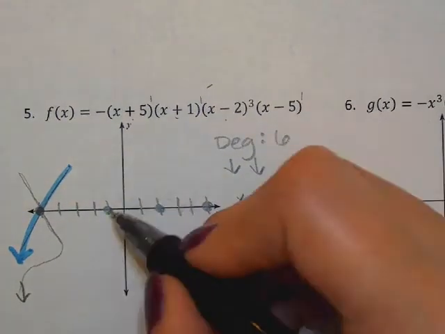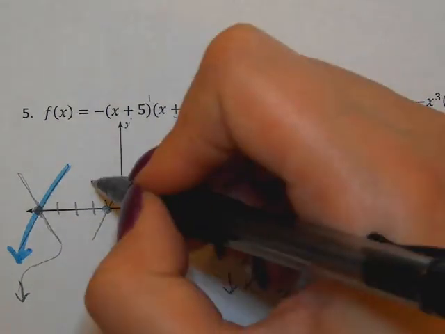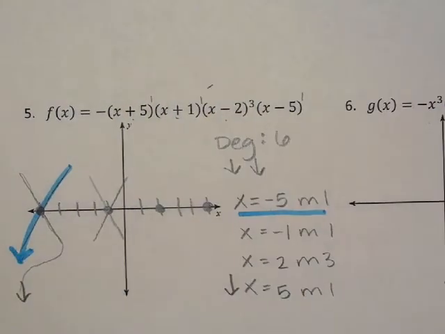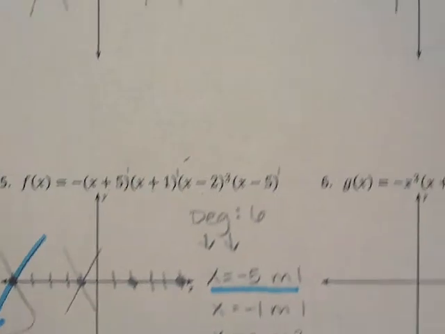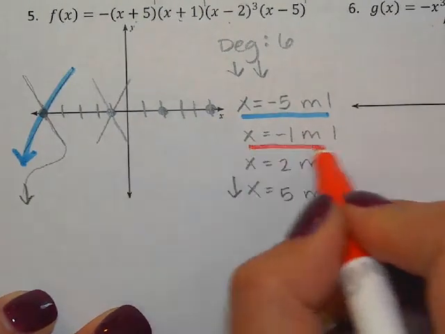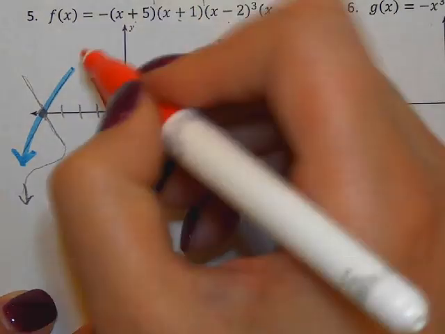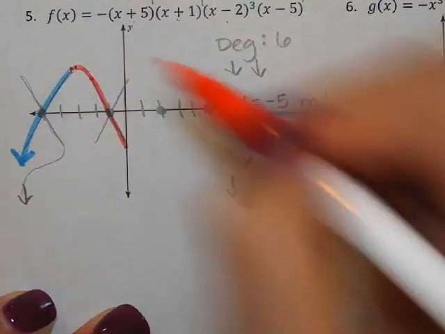At -1, we can go straight through this way, or this way. The second one, okay. So we'll go straight through like this, and then we got to make sure we connect them.